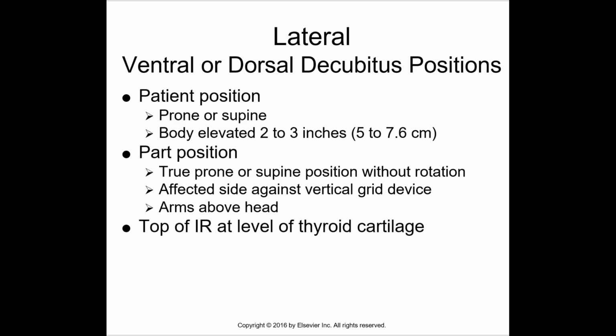So for the lateral, the ventral or dorsal decubitus position, the patient position is prone or supine. Body elevated 2 to 3 inches. Part position, true prone or supine position without rotation. Affected side is against the vertical grid device. Arms above the head. Top of the IR is at the level of the thyroid cartilage.